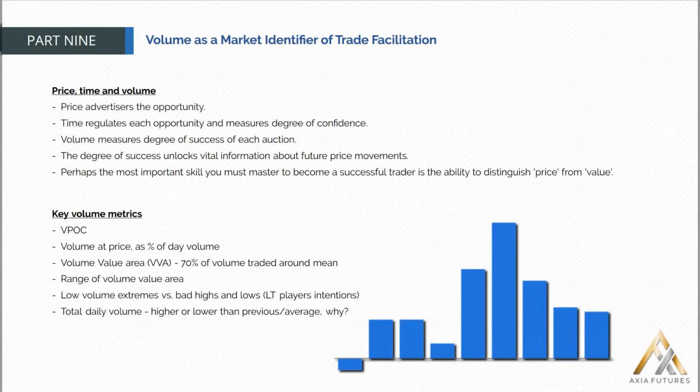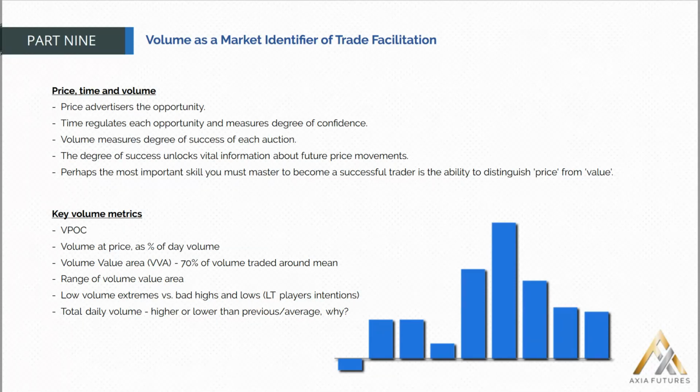We're now going to discuss volume as a market identifier of trade facilitation. Now again, remember that concept of price, time and volume. Price advertises the opportunity. Time regulates each opportunity and measures the degree of confidence, and volume measures the degree of success of each auction. I'm sure by now you know that definition very well, as we have discussed it throughout modules 1, 2 and 3.